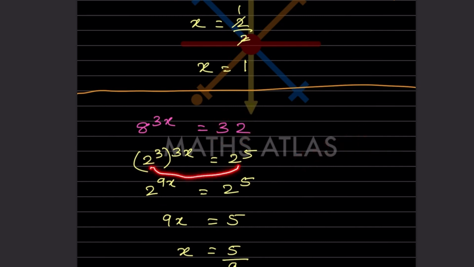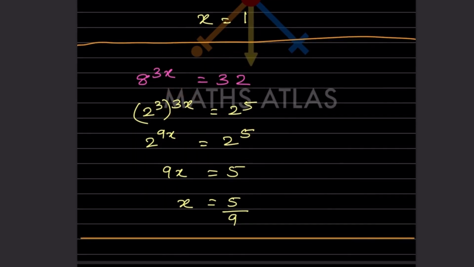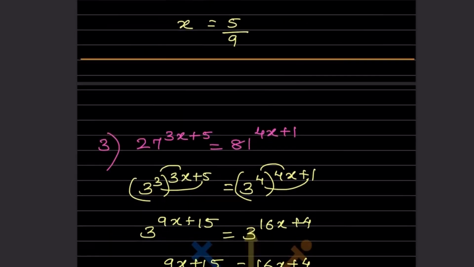So now you can see the base is the same, but before that what are we going to do? We are going to multiply the exponents. So that is going to be 3 3s are 9x, and this will be 5. Now the base is the same, so the exponent should be the same. So 9x is 5, so x is going to be 5 by 9.